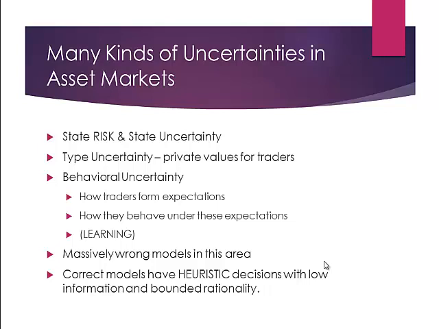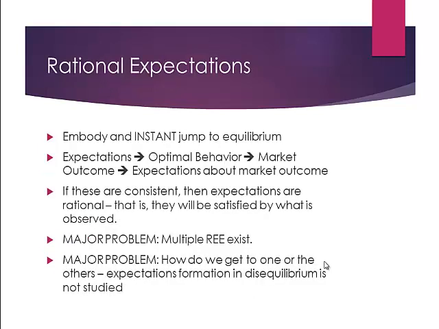So this is the correct type. They have heuristics with low information and bounded rationality. You can't do all the calculations that are required for optimization. You don't know all the information that's required for optimization. Anyway, this is the type of theory that will emerge later after you start doing your research, but for the moment we'll study what's currently available in the book, and that's rational expectations.